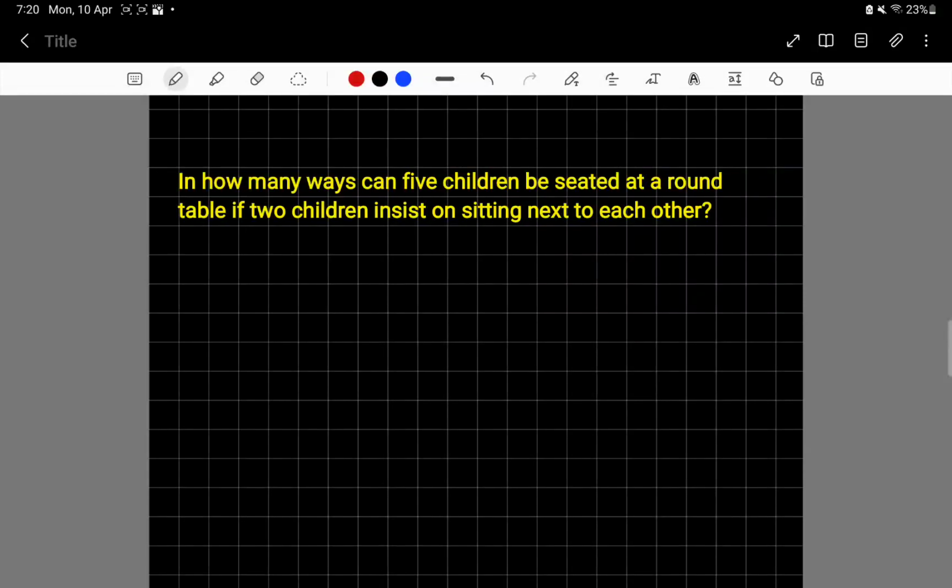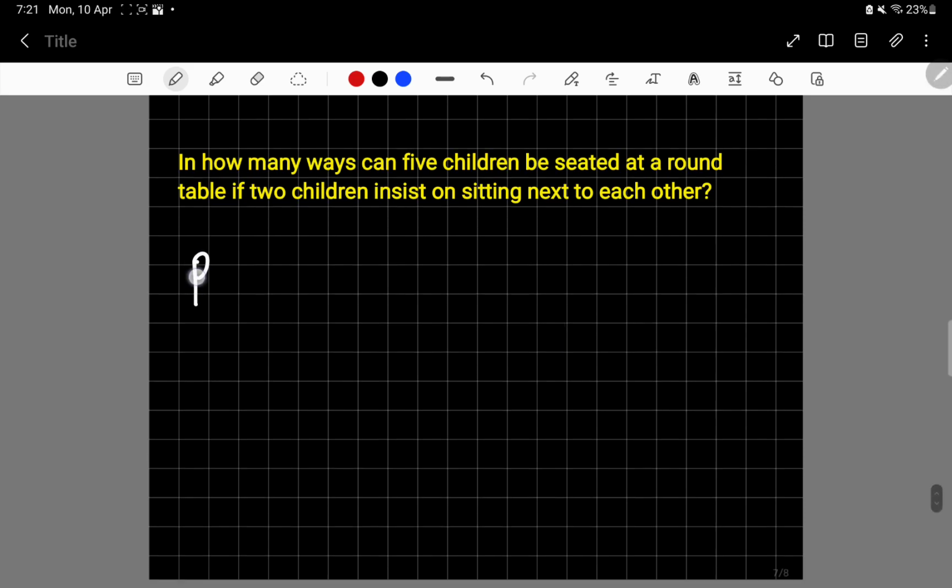Alright, so this is part 2 of circular permutation. So let's have this example. In how many ways can 5 children be seated at a round table if 2 children insist on sitting next to each other? Since this is also part of circular permutation, we have to use the formula n minus 1 factorial. But let's understand first the problem.